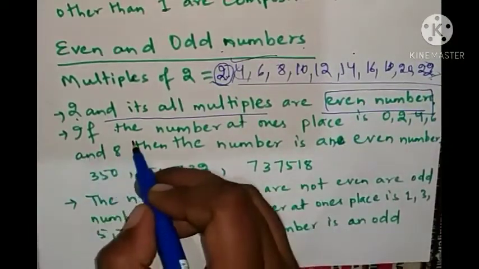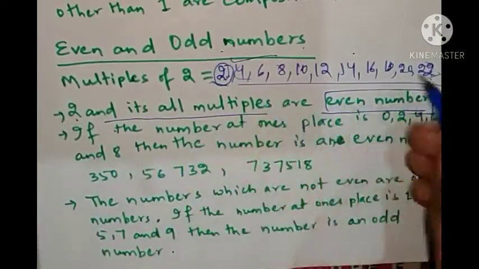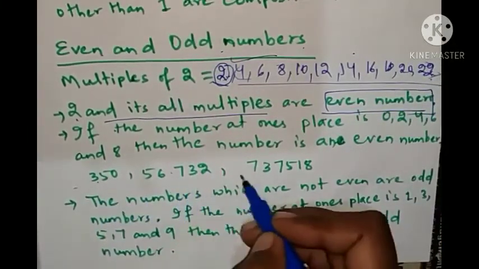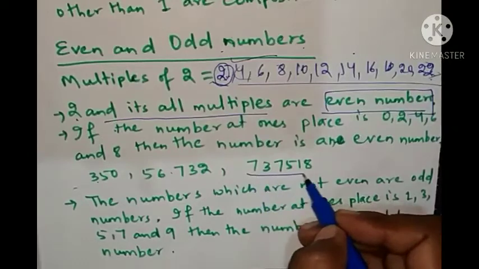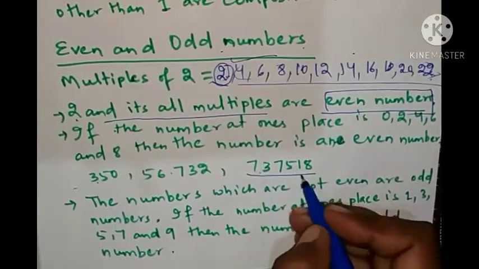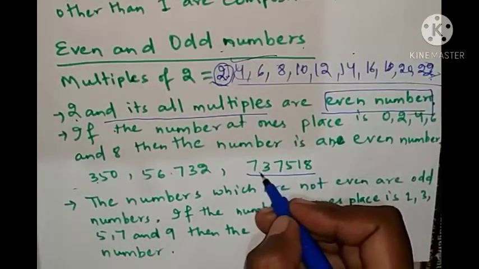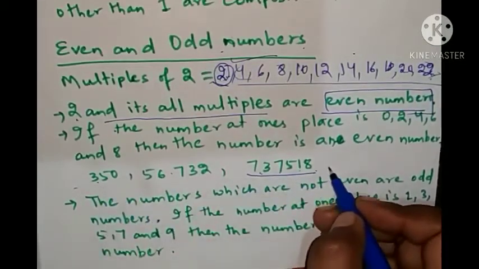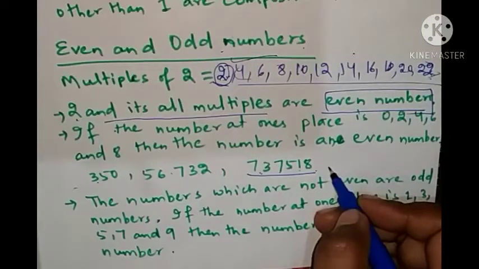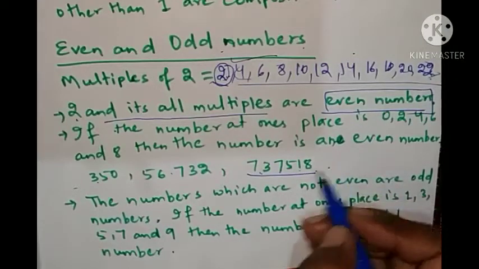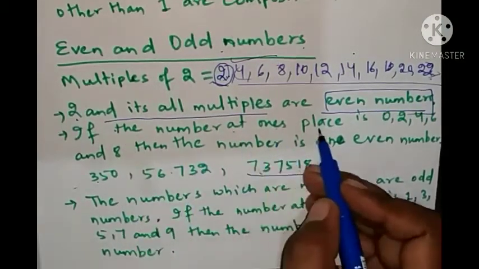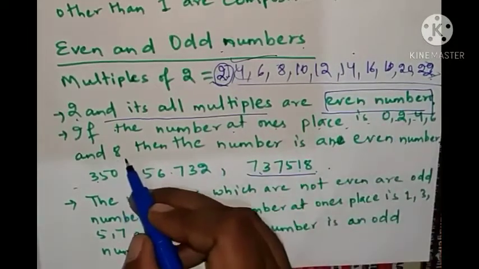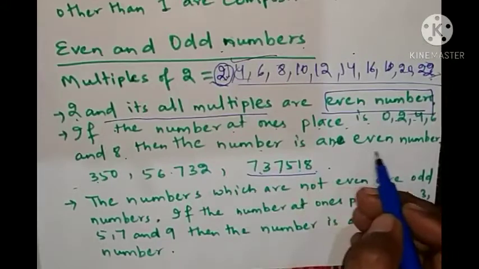Then if there is given one big number like 350, 56, 732, or 7 lakh, whatever is given, 7,37,518, let's see, is this an even number? How can we find out? If the number at one's place is 0, 2, 4, 6 or 8, then the number is an even number.